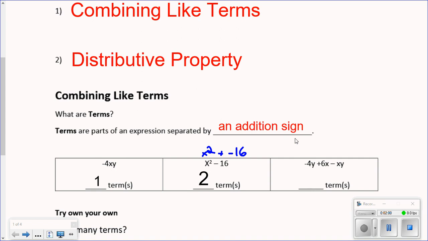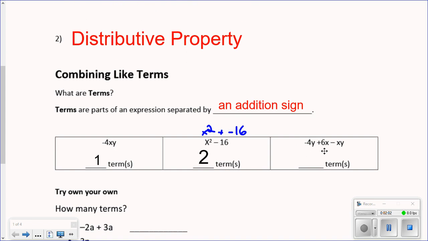This other one right here, negative 4y plus 6x minus xy, that's three different terms. Because again, we have the minus sign, so that's really a negative xy going on right here. We have a positive 6x, and we have a negative 4y. So those are three terms.